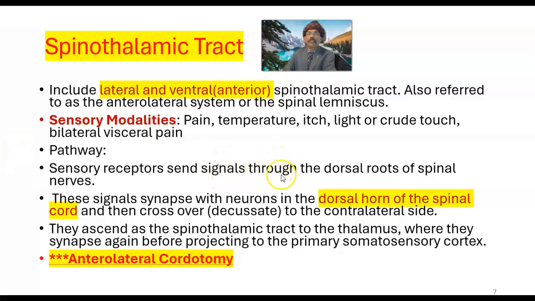Pathway: sensory receptors send signals to the dorsal roots of the spinal nerve. These signals synapse on neurons in the dorsal horn of the spinal cord and then cross over, decussate, to the contralateral side. They ascend as the spinothalamic tract to the thalamus, where they synapse again before projecting to the primary somatosensory cortex. So we have three neurons: the first order neuron in the dorsal root ganglion, then the second order neuron, then the third order neuron in the thalamus, ultimately going to the post-central gyrus.